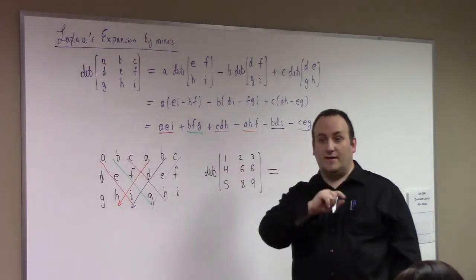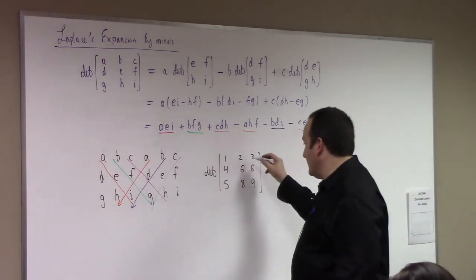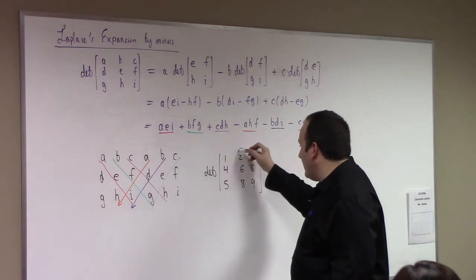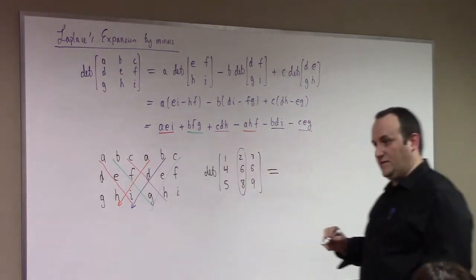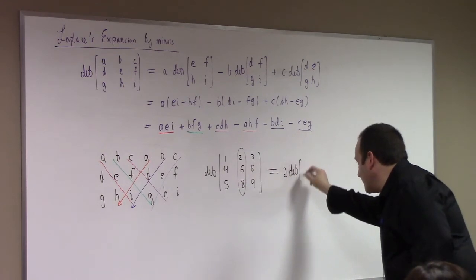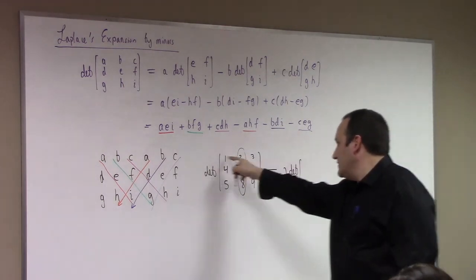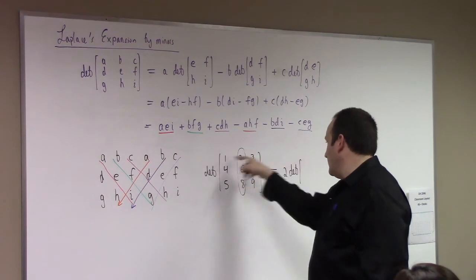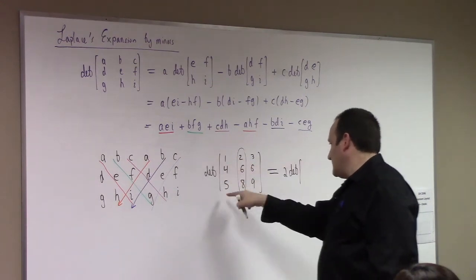Tell you what I'm going to do. I'm going to do an expansion by minors on the middle column. Check this out. So that's 2 times the determinant of everything that's not here. So what's not in the 2 middle column? The 4, the 6, the 5, the 9.